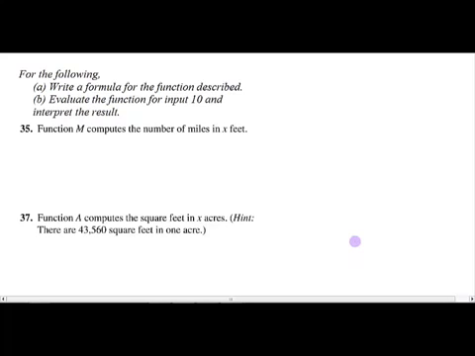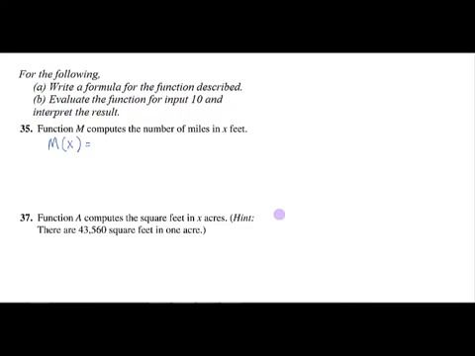For the following, let's write a formula for the function described, evaluate the function for input 10, and then interpret the result. Function m computes the number of miles in x feet. They tell us that they want the function to be called m, and the variable they want us to use inside is x feet. They could have said r feet or t feet, but here they said x feet. So we'll call this function m of x, and this is going to equal the number of miles in x feet.